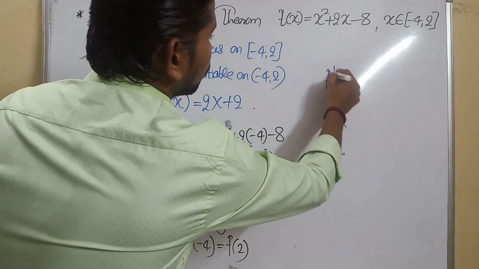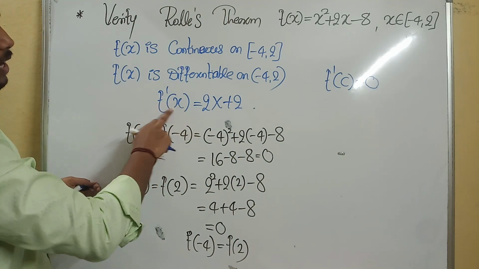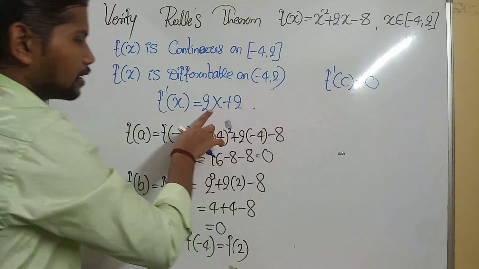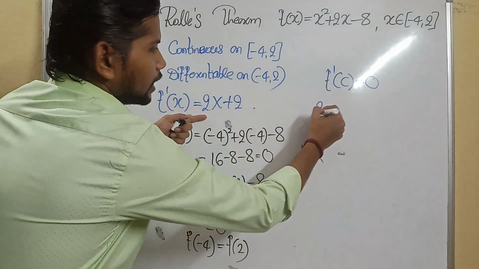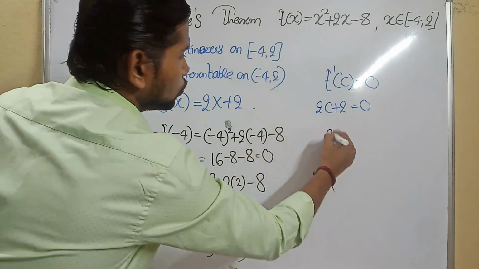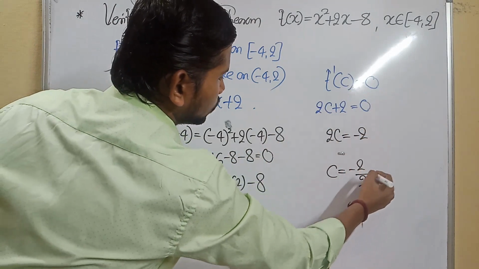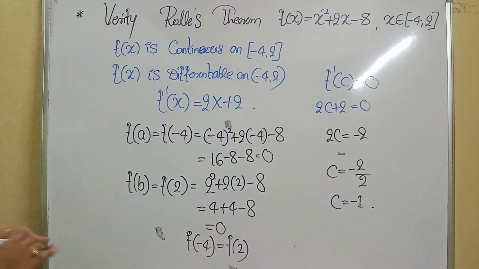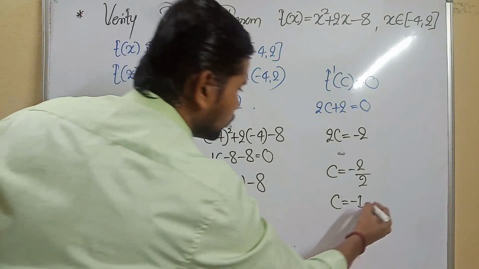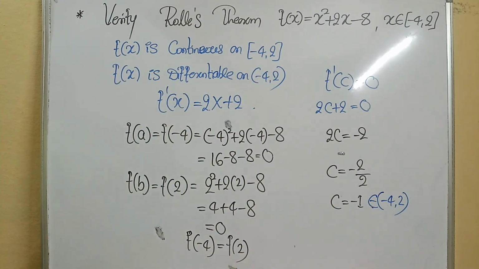That's why f dash of c is equal to 0. All the conditions of Rolle's theorem are satisfied. F dash of c is equal to 0. F dash of x is 2x plus 2. F dash of c is, instead of x, c is there. That's why 2c plus 2 is equal to 0. After this one, 2c is equal to 2 on right hand side minus 2. C is equal to minus 2 by 2. Then c value will be minus 1. Whether minus 1 is in between the open interval of minus 4 comma 2, yes, in between minus 4 comma 2 minus 1 is there. Got it?